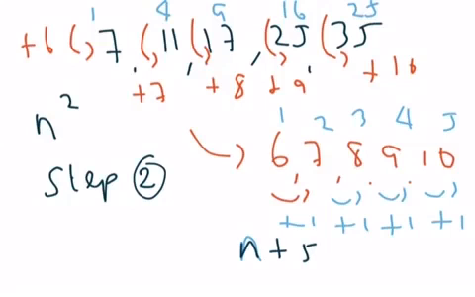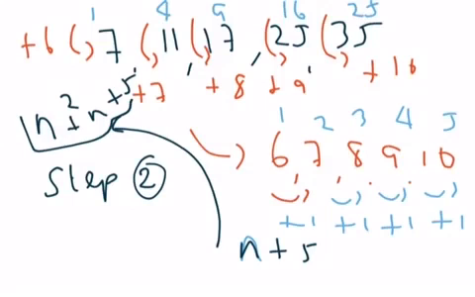So if we put the two together, then we have the nth term of our series, which is n squared plus n plus 5, and that is your answer.